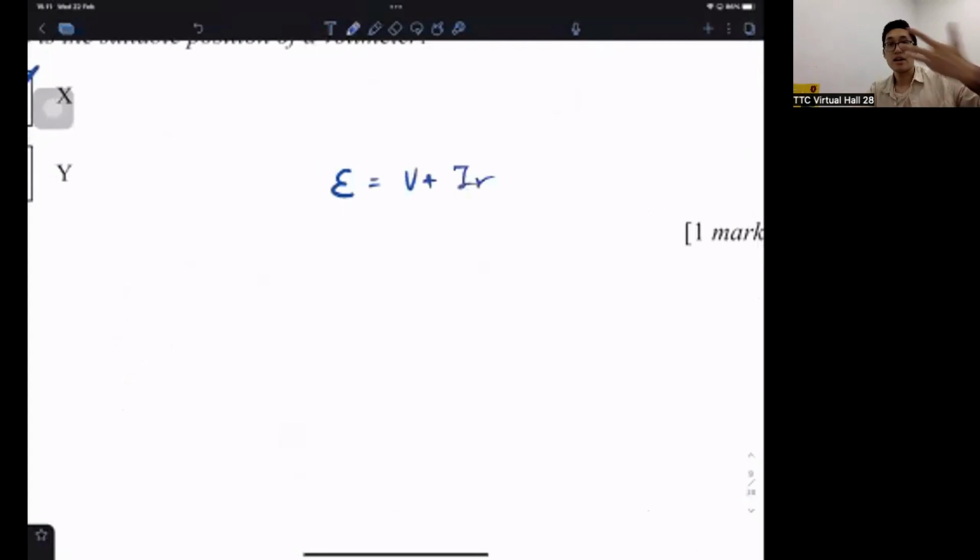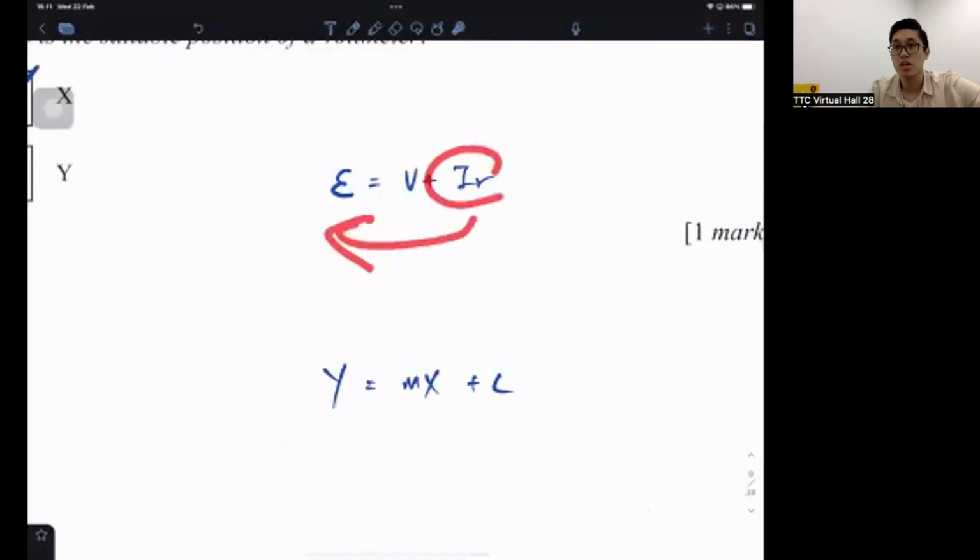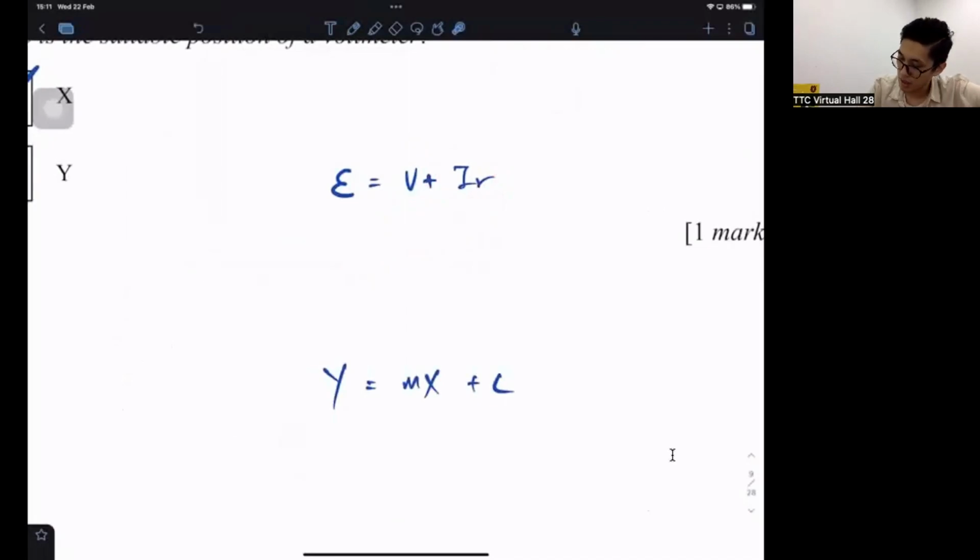Okay, then I have a graph, which means I must try to fit it into y equals to mx plus c. So how to fit it there? First of all, I keep V on one side. Everything else I move to the other side. So I'm going to get V is equals to EMF minus IR, because I moved this over here. And then negative IR, bring to the front, EMF bring to the back. So negative IR plus EMF. Lastly, the I and R can switch position. So V is equals to negative RI plus EMF.